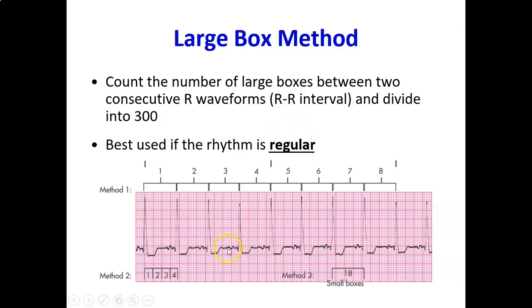So look at which R wave falls on the thick line. For example, the first one, this R wave falls on the thick line, and see where the next R wave is. It's here. So how many big boxes in between? 1, 2, 3, 4. So your heart rate will be 300 divided by 4. So it's 70 beats per minute.